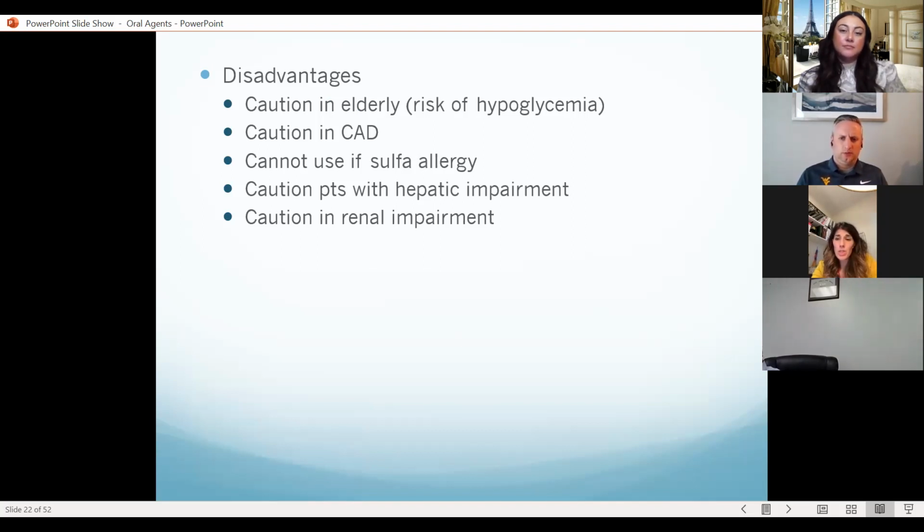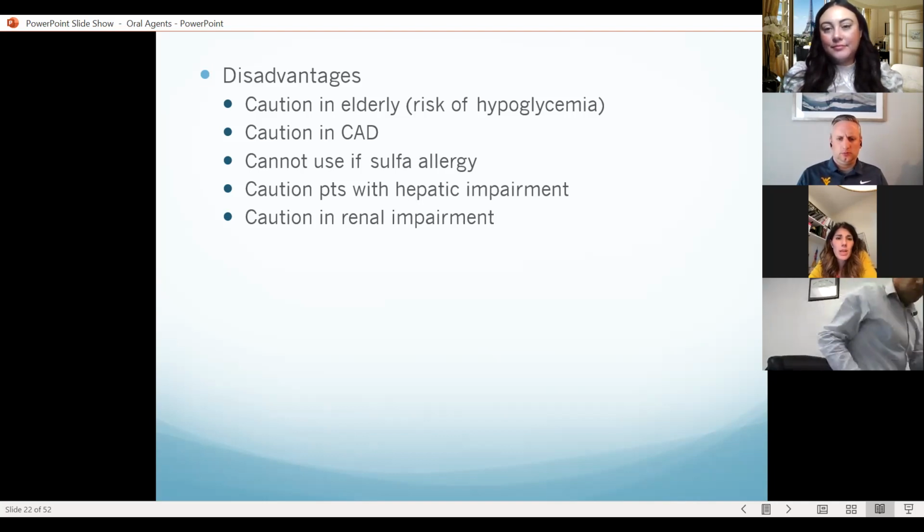Use caution in patients with coronary artery disease, because if you're causing hypoglycemia, you can cause increased demand on the heart. So you want to avoid them in patients that have cardiovascular disease. Certainly avoid them if somebody has a sulfa allergy, because these are sulfa-based drugs. And use caution in renal or hepatic impairment, which we talked about. Next slide, please.